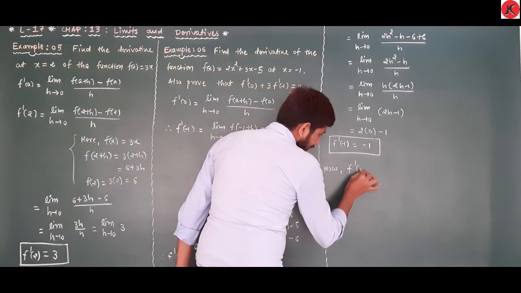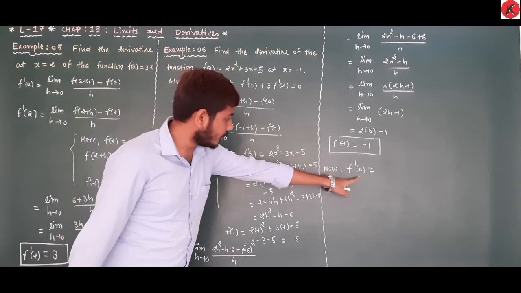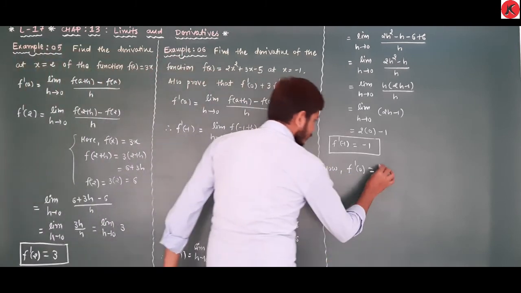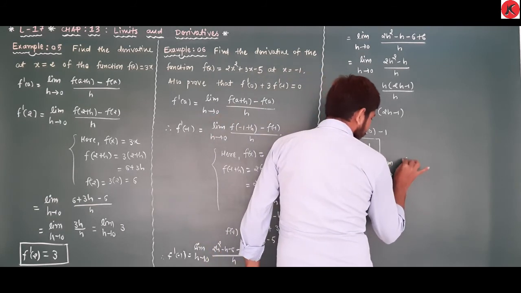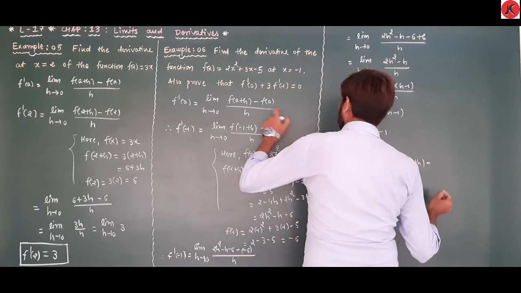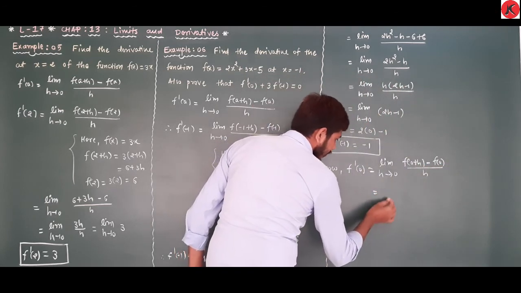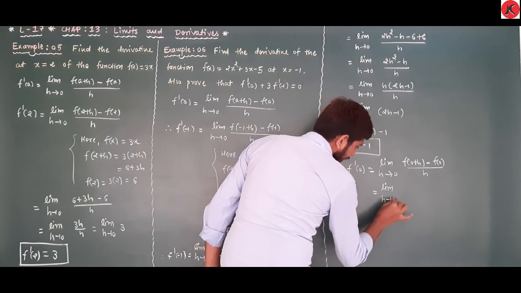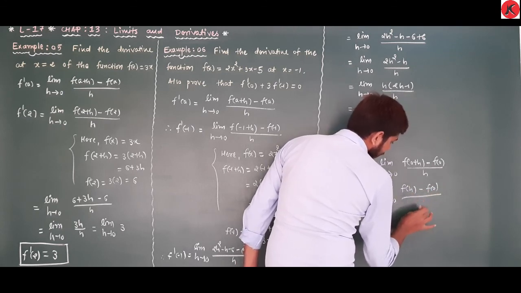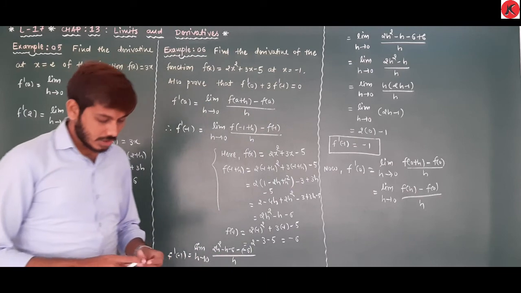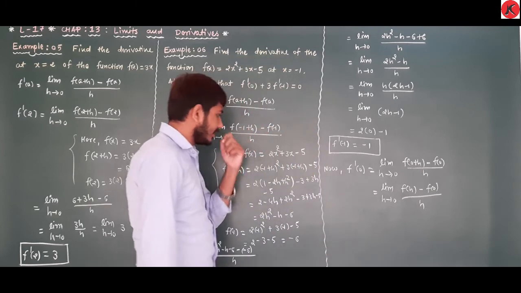So now f dash 0 equals, by our definition, in place of f dash a what will you write? 0. That means f dash 0 equals limit h tends to 0 f of 0 plus h minus f of 0 divided by h. 0 plus h is like f of h, that means limit h tends to 0 f of h minus f of 0 divided by h. Is it clear? Now what do we have to do? We have to obtain the values of f of h and f of 0 and put them here.